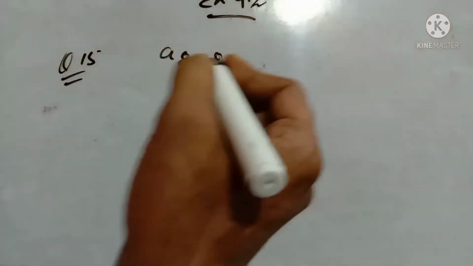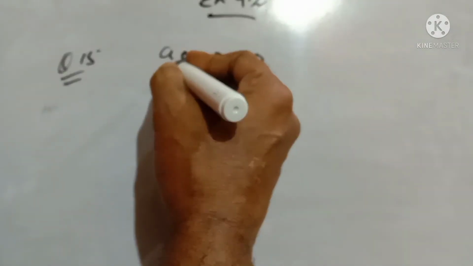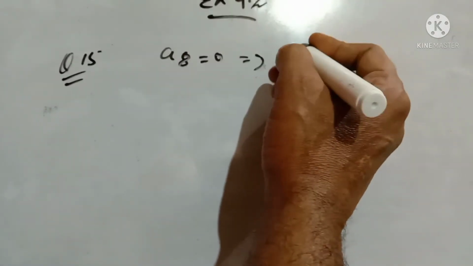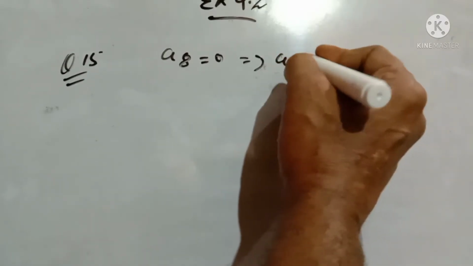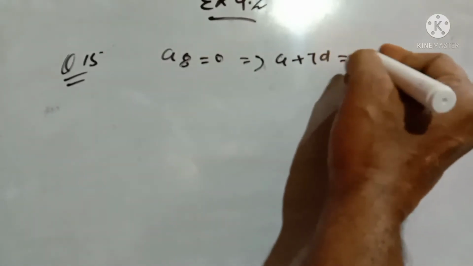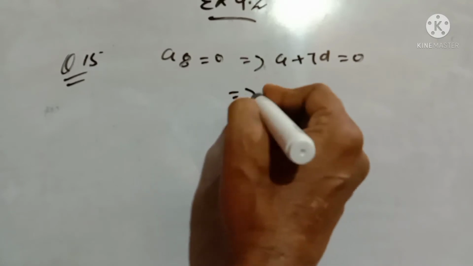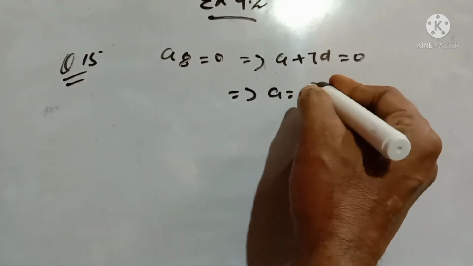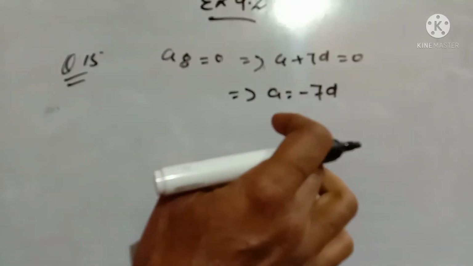Question number 15. It is given, if the 8th term of an AP is 0, prove that the 38th term is triple its 18th term. So it is given the 8th term is 0, so we can write: a plus n minus 1 into d, meaning a plus 7d is equal to 0. This implies that a equals minus 7d. This is the value of a.